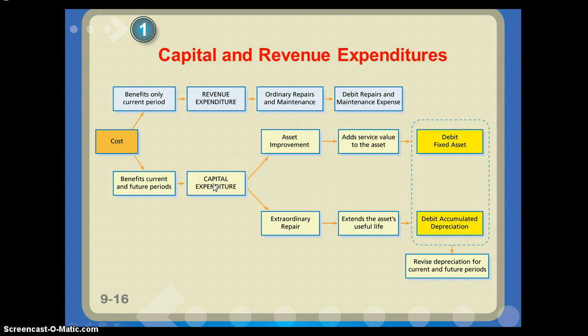We look at capital expenditures. Is it improving the asset? Then does it add service and value to that asset? We are going to debit that fixed asset. If it's an extraordinary repair, an overhaul, like our last journal entry, it's extending the useful life, then we debit accumulated depreciation. And we're going to revise the depreciation for this in future periods. We'll have to readjust to depreciate it. Because an extraordinary repair makes the useful life longer, so we have a longer time to do depreciation. If it's an improvement, like the lift on the truck, it's going to add service to it. It adds value to that asset itself.